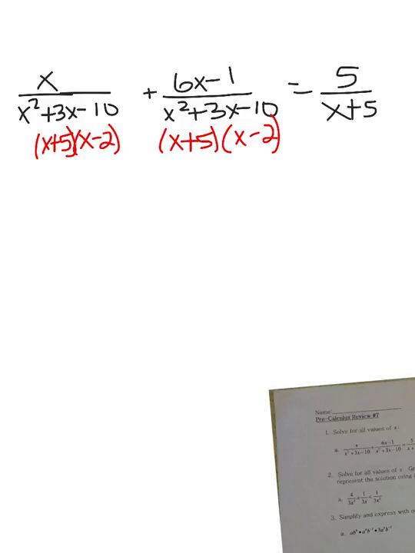So I'm going to multiply the numerators by x plus 5. What that does is x plus 5 and x plus 5 will reduce to 1, for all of them. What's left in the denominator is the x minus 2. So that means I have to multiply all the numerators by x minus 2 also.